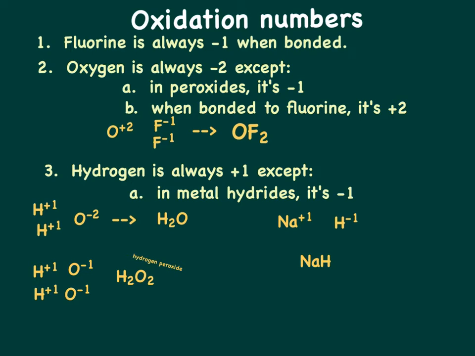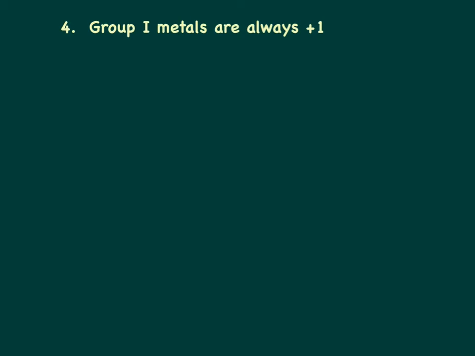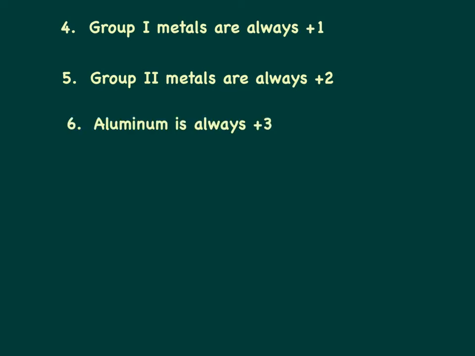Which leads us to the next rule, which is the group 1 metals are always going to have an oxidation number of +1, just like they have a charge for their ions of a +1. And the group 2 metals will always have an oxidation number of +2. And aluminum is always +3.